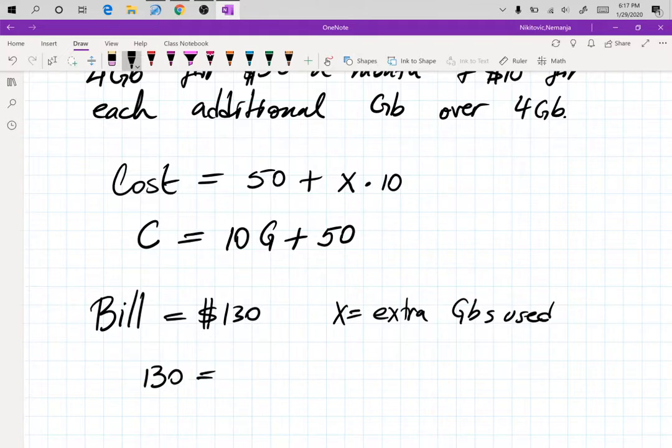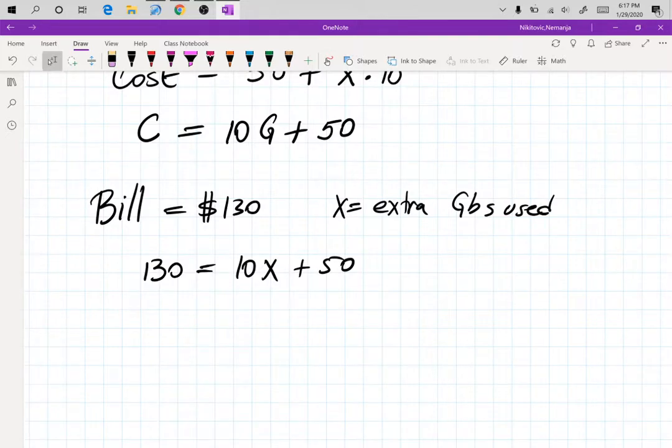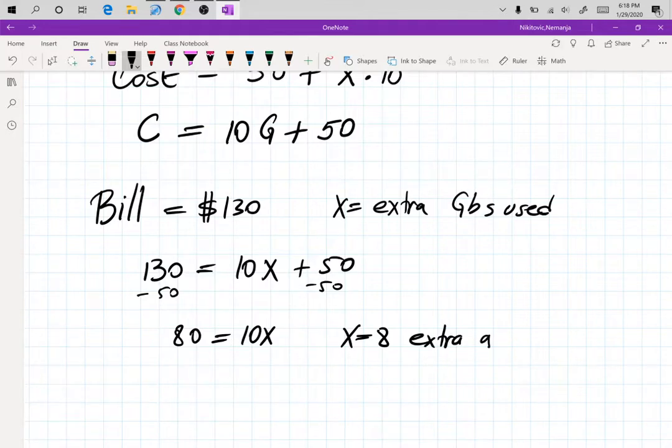So 130 equals 10 G's or 10 X's, whatever, plus 50. Subtract 50 on both sides. And this is algebra, right? So you get 80 equals 10 X. X equals 8 extra gigabytes, which means that this person used the 4 that you get in those 50, and then plus extra 8, used 12 gigs of data that month, right?